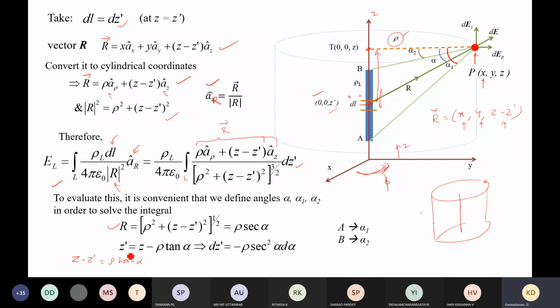By the way, you can isolate Z dash. You can rearrange and you will get this equation. Now, since we are converting everything into rho, alpha and Z, we are going to differentiate that. When you differentiate this dz dash, you will get minus rho secant squared alpha d alpha. This we are going to substitute here. And this Z minus Z dash can be replaced by tan alpha easily. So we can easily substitute all of them in this expression.